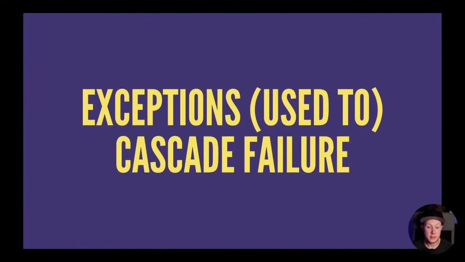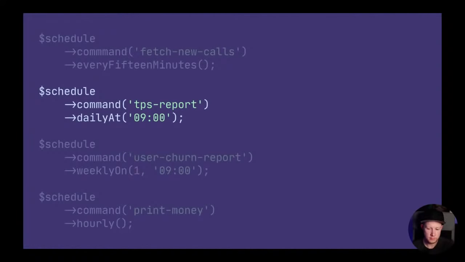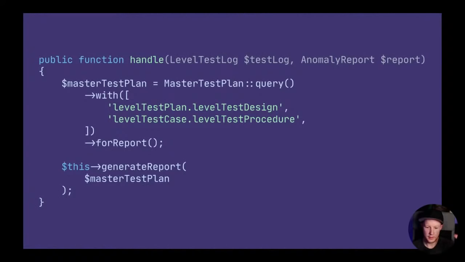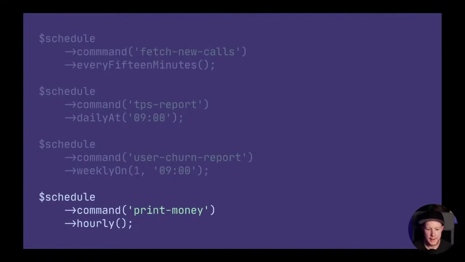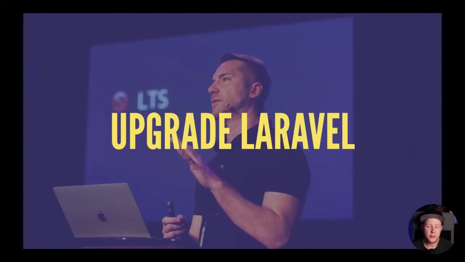Exceptions used to cause cascading failure. Before Laravel version 7.7, it used to just bail. You'd get an error in task number 2, right? So if your TPS report failed, if it threw an exception, your money won't get printed. It's as simple as that. There's a simple solution to that. It is upgrade Laravel. Use Laravel Shift if you have to. It's easy. Keep on top of it. No LTS.